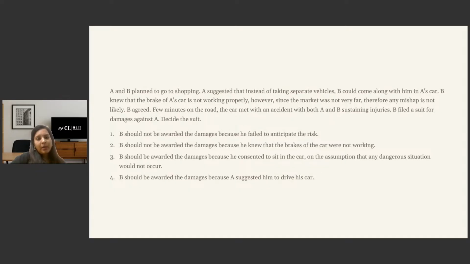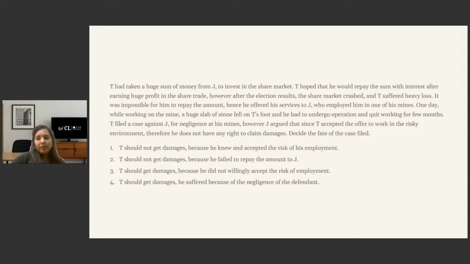B filed a suit for damages against A. Decide the suit. The answer is that B should not be awarded the damages because he knew the brakes of the car were not working. Moving on.